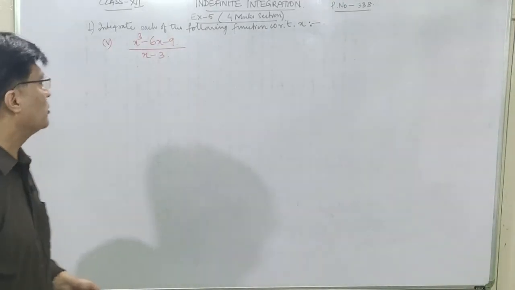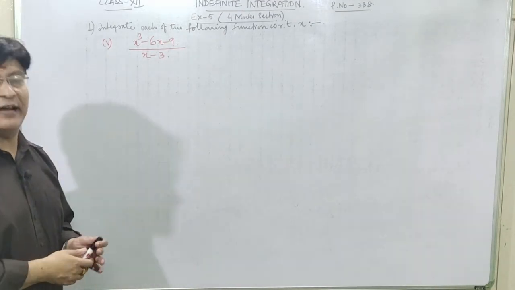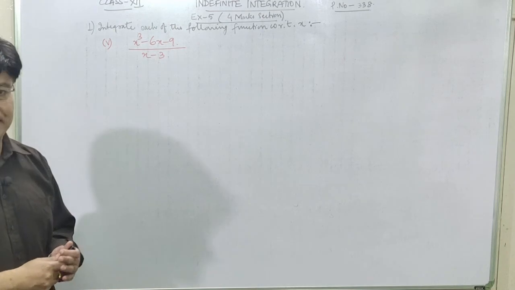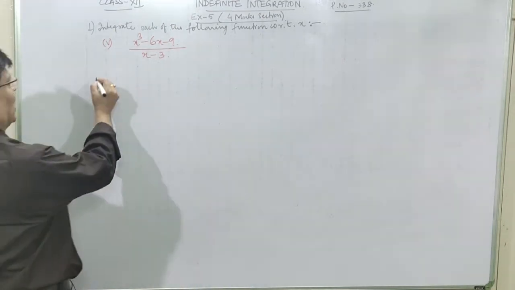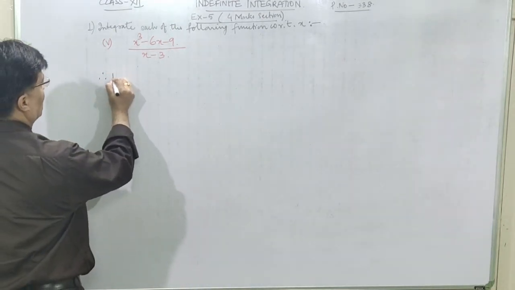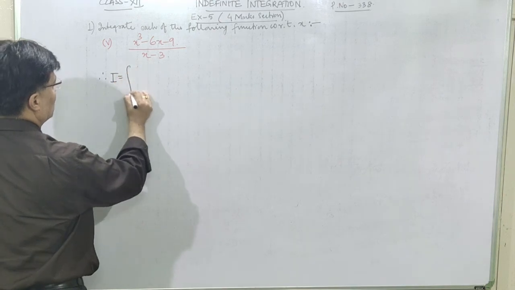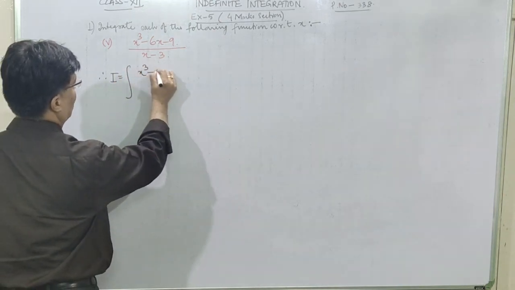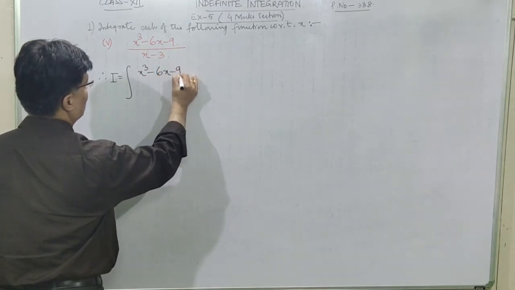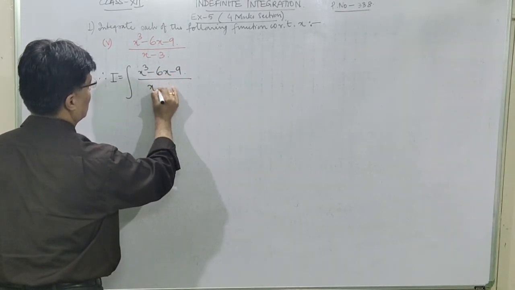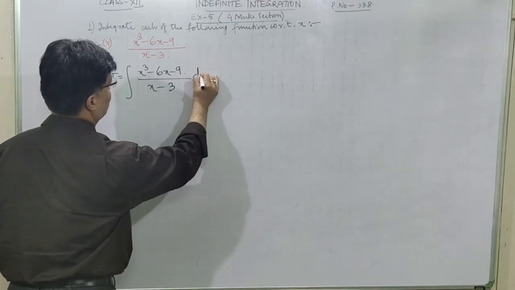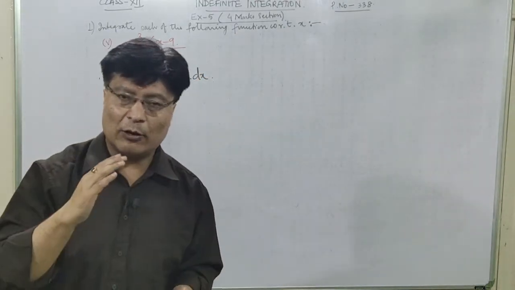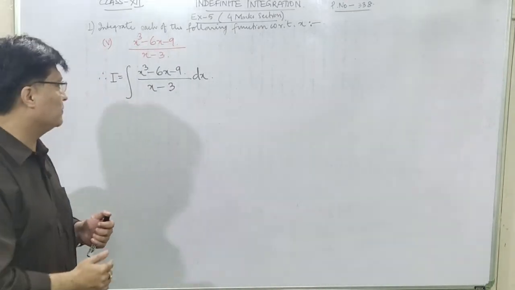So now we'll do the next problem, that is question number 5. You have to integrate this function with respect to x. So let us write here also I is equal to integration of the expression x cube minus 6x minus 9 divided by x minus 3, with respect to x, which means you have to write dx.